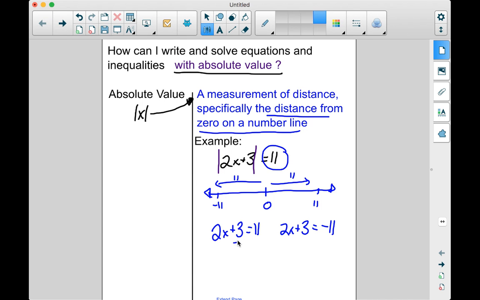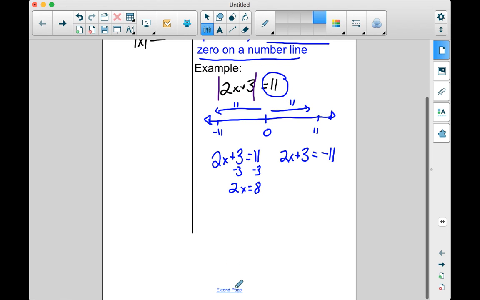If I subtract 3, I get 2x equals 8. Then I would go ahead and get my page up a little bit, divide by 2, x equals 4. But I also have to solve it in case I went to the left on the number line and got a negative 11.